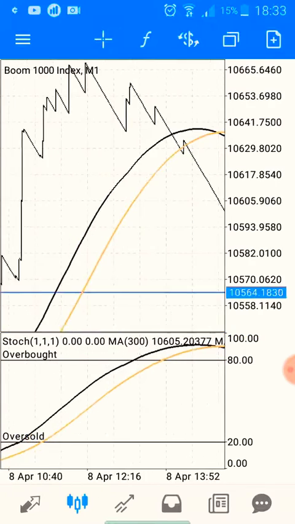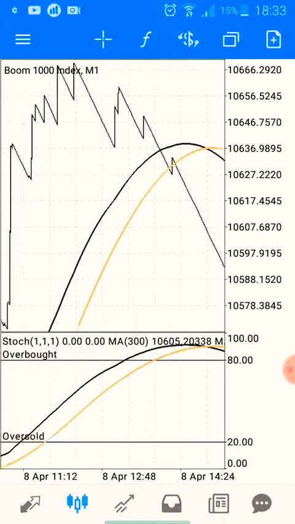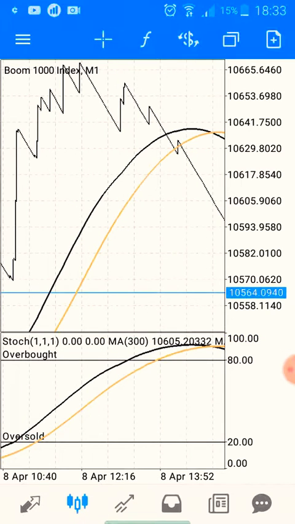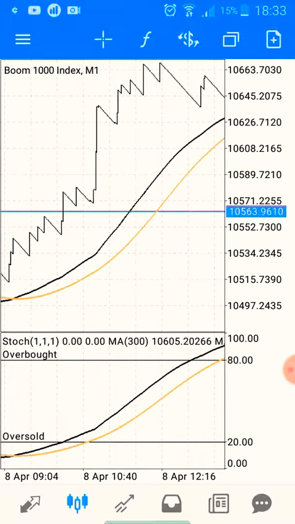Now let me show you. This is Boom 1000. This is the Golden Axe strategy, guys. The black and the gold moving average lines move parallel to each other. Every time that they cross, that's a sign that the market is about to change direction or has changed direction. These two moving average lines are trend indicators. They show us where the trend is going.